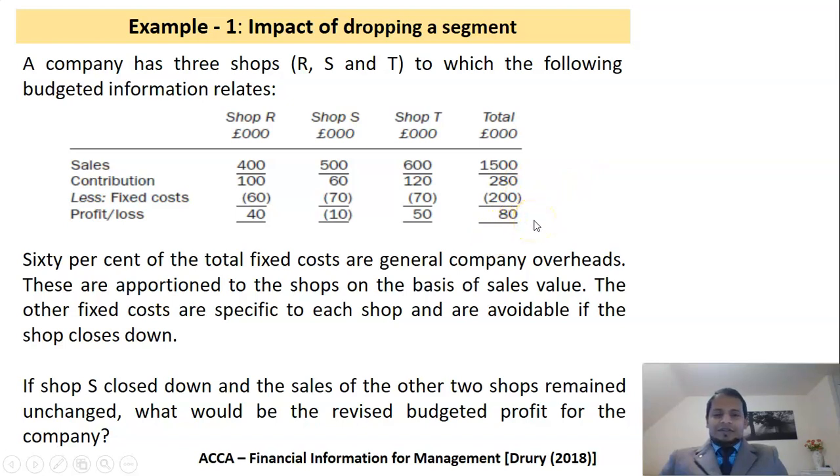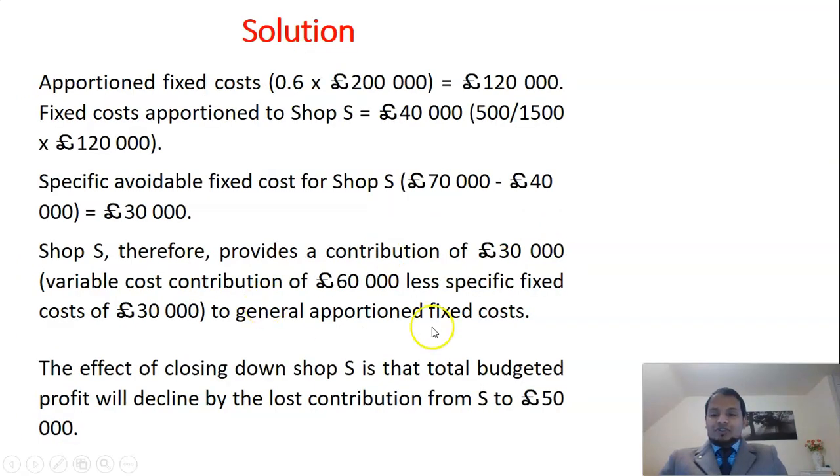Okay. So that is the other way you can calculate. Your profit will go down to 50,000 if you close shop S. So if you continue shop S, your profit is 80,000. If you stop or close division S, your profit will be 50,000. So what's better? It's better to continue.